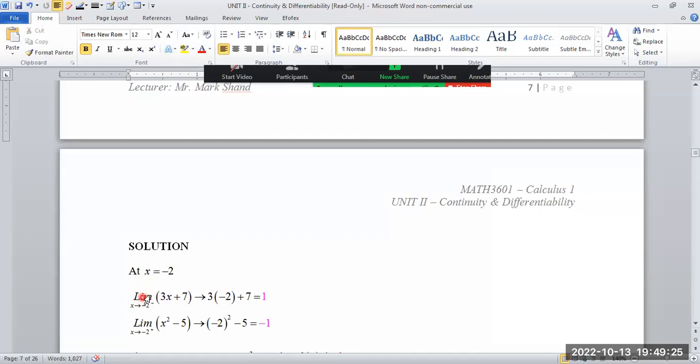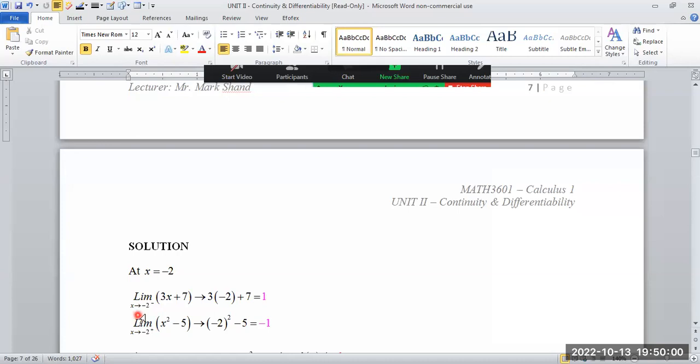Now you're going to ask yourself a question. Which function within the piecewise function deals with x to the left of -2? I want you to listen to my question. Remember, -2 with a superscript minus sign is to the left, and with a superscript plus sign is to the right.